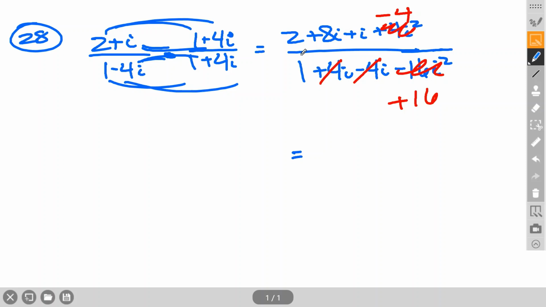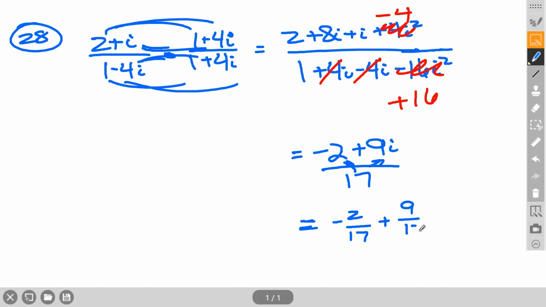So on the top I can combine the real parts, 2 minus 4, which is negative 2. I can combine the imaginary parts, 8i and 1i, which is 9i. On the bottom I have 1 plus 16, which is 17. And now, last step, split the denominator so that I have the real and imaginary parts. So I have negative 2 over 17 plus 9 over 17i.